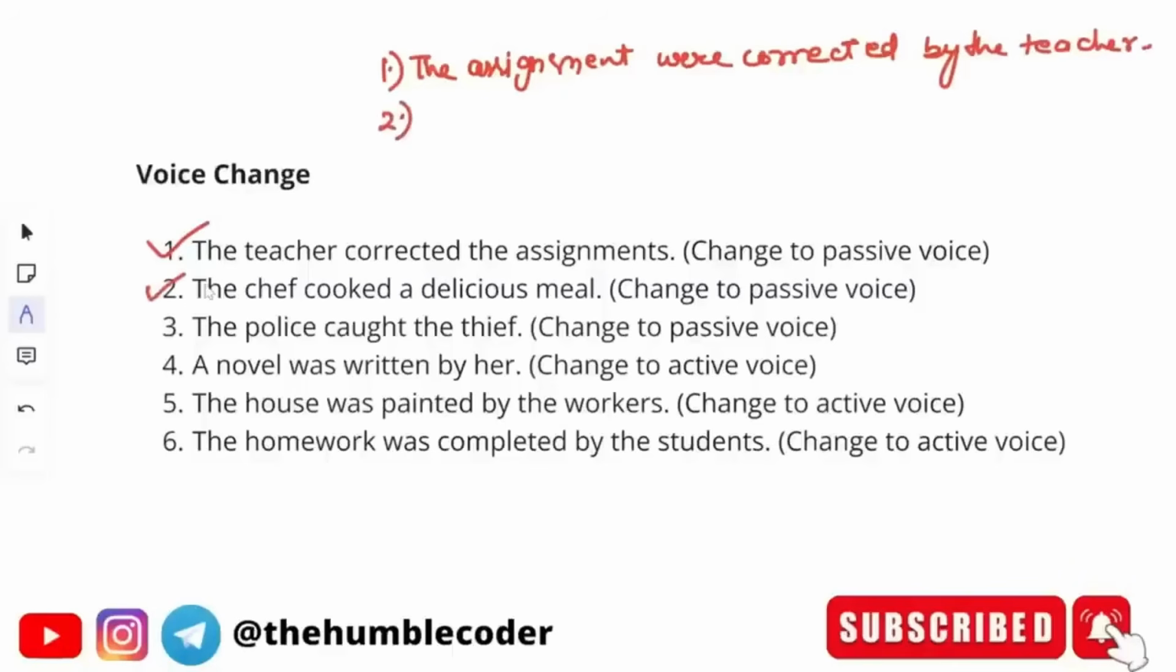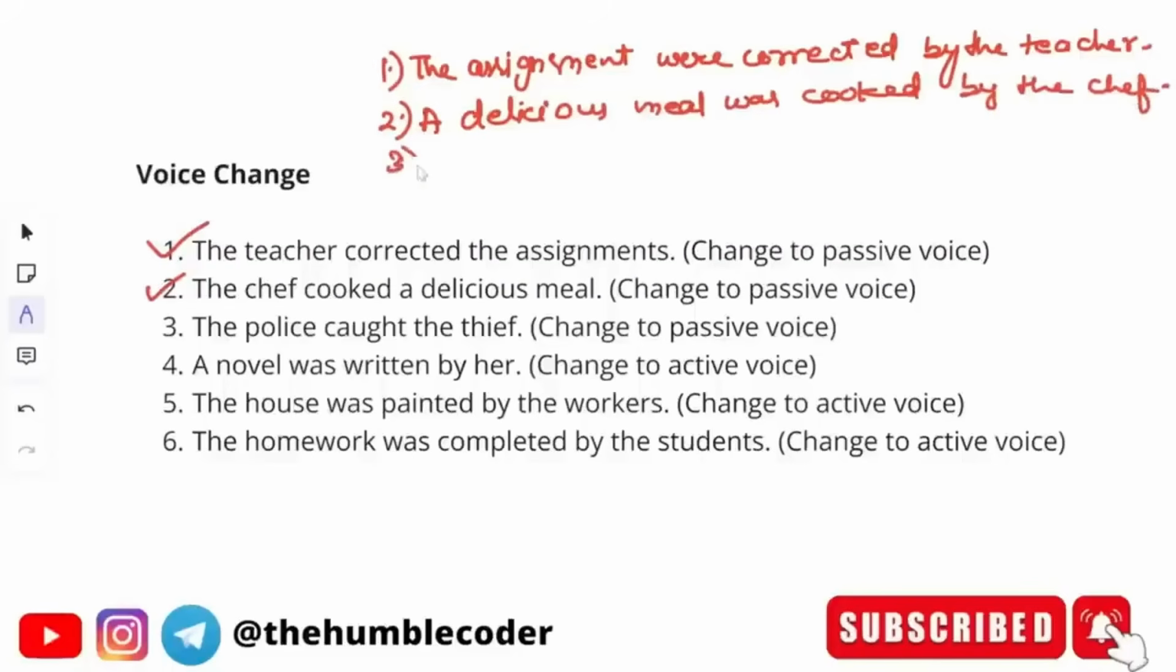Let's take the second question. The chef cooked a delicious meal. We have to change this sentence into a passive voice. The correct answer will be a delicious meal was cooked by the chef. Okay, let's move on to the next question.